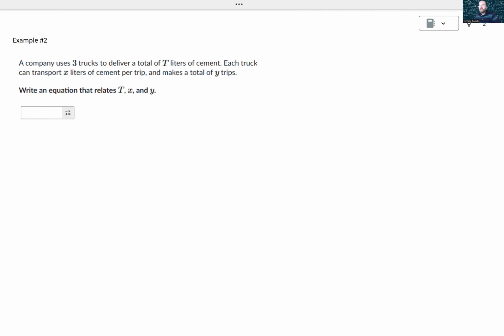Okay, so let's figure out first how we can write what one truck would be in terms of X and Y. So for one truck, that is X liters per trip. And it makes a total of Y trips. So one truck is carrying liters of cement.